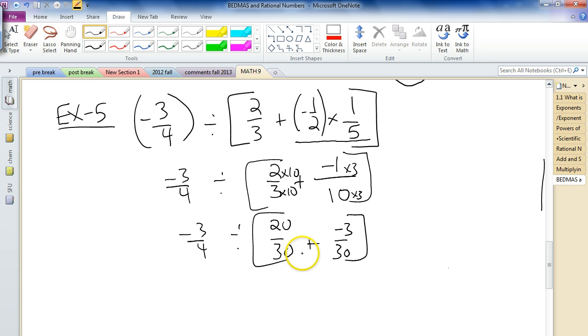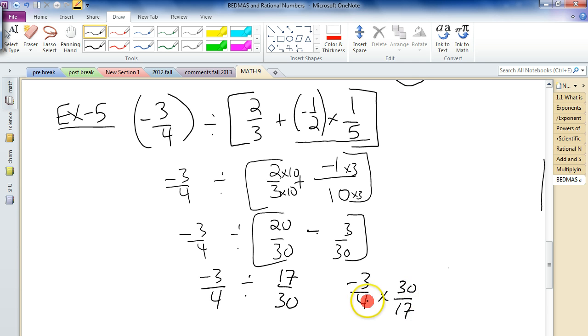And now, common denominator is there, so we just do the tops, leave the bottom. 20 plus negative. That just becomes a negative sign, right? Double sign. So it's 20 minus 3, which is 17 over 30, because you leave the bottom. And you have the negative 3/4 divided by 17 over 30. All right, next. Change the divide to a multiply and flip this. So negative 3/4 times 30 over 17.